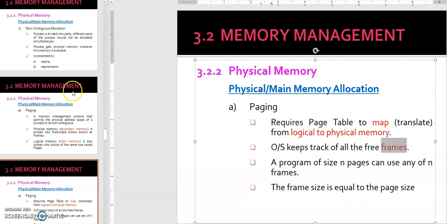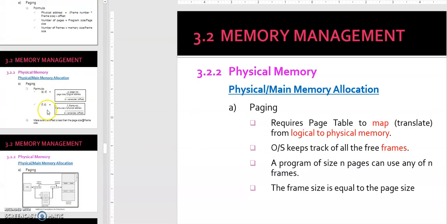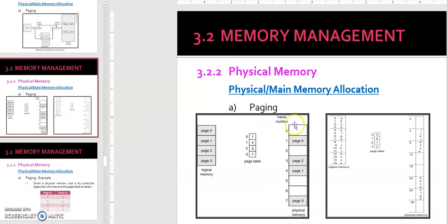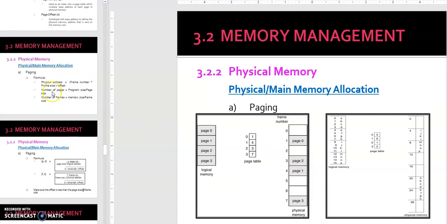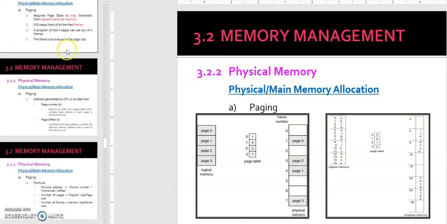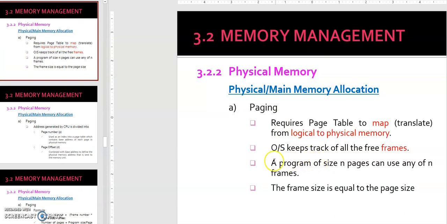Where is the frame? The frame is located inside the physical memory. Each box here is known as a frame, and each frame is inside the hard disk, and the operating system will keep track of which page is located inside which frame. The operating system will also keep track of which frames are available for the pages to be put in.